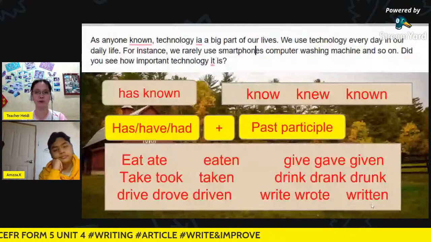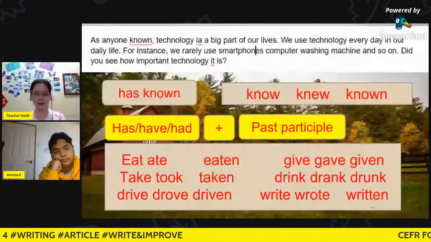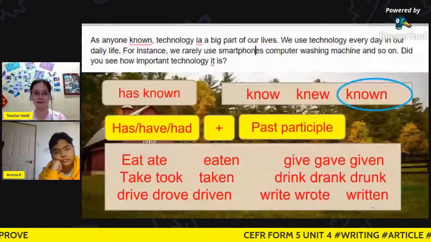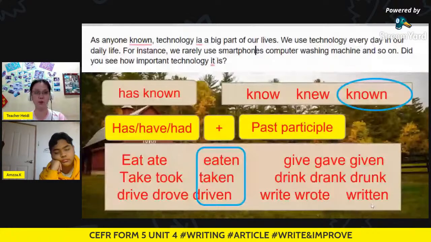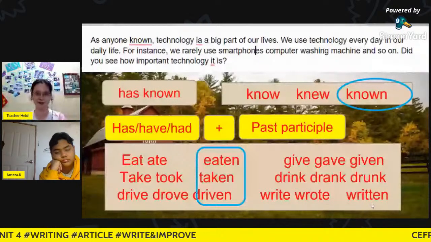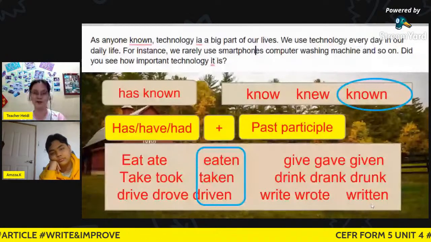Like know, knew, you have to choose the past participle, known. And then like this one: eat, ate, eaten; take, took, taken; drive, drove, driven. So you have to take all the third form. I always refer to this as the third friend. Easy, you're like friends, isn't it?